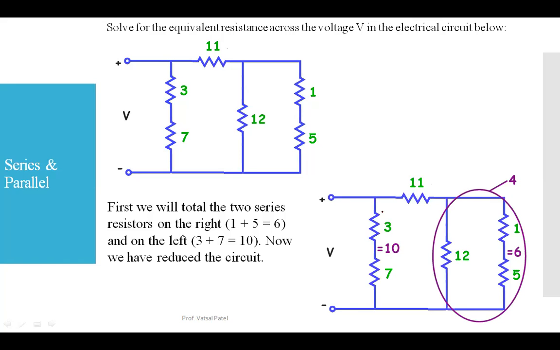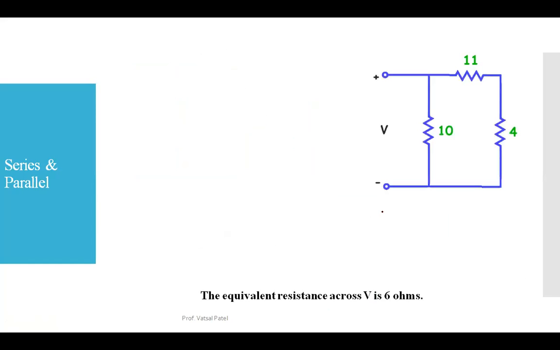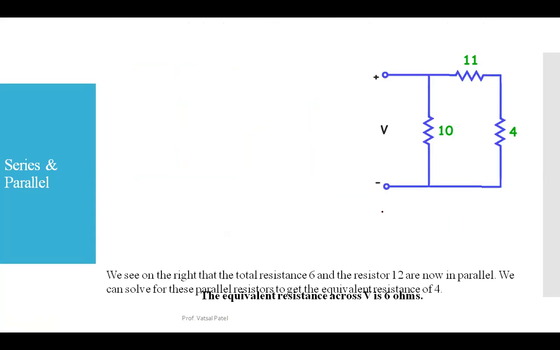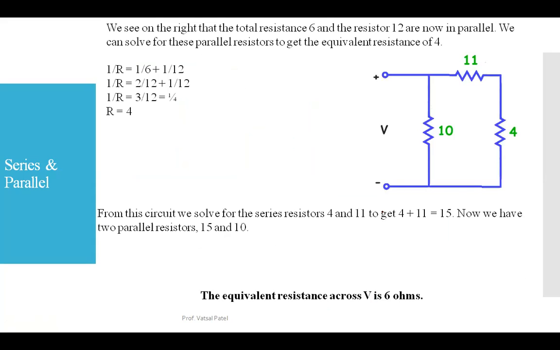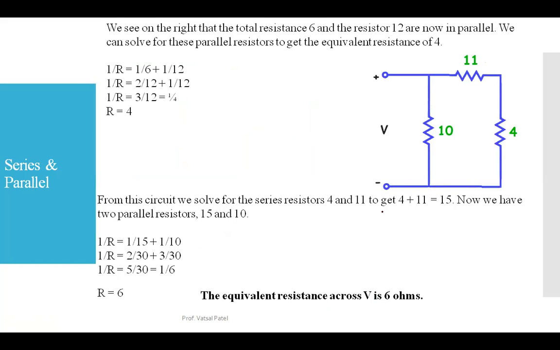So first of all, 1 plus 5 and 3 plus 7 on the left. So you can reduce the circuit here, and you can do the parallel connection of 12 and 6. So that will be equal to 4. And 11 plus 4, so it is 15. And then 10 parallel 15, so that is equal to 6. Understood? So you can do the parallel combination of the resistance over here, as we discussed in the last session.